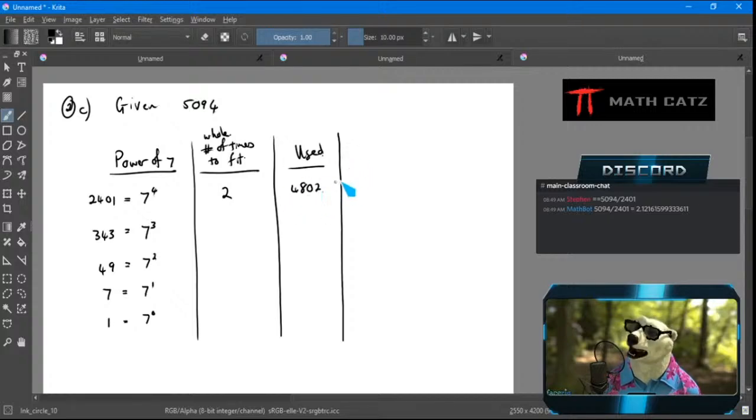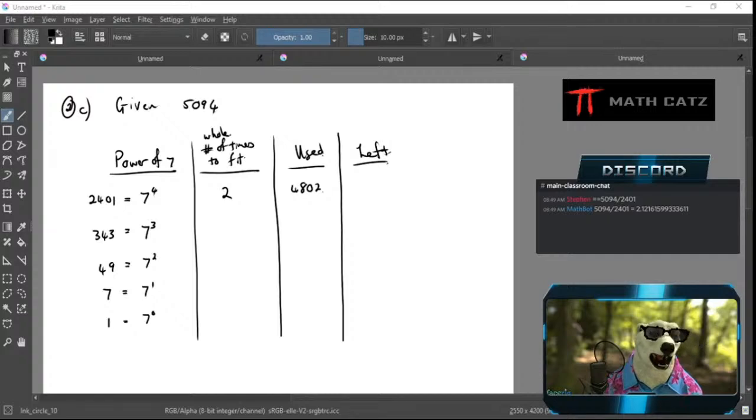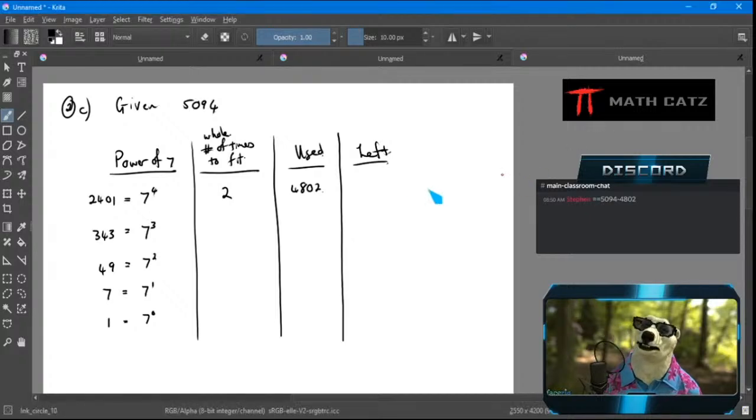So I've used a lot of the quantity, but I still have some left over. Now I don't want to feel like I'm guessing here. Maybe I want to use the calculator and make sure. Maybe I want to try it in my head first and then double check with the calculator, whatever works for you to get the answer safely. So 5094, take away 4802. MathBot says, nope. Oh, there it is, okay. 292. Okay, so that's what's left.